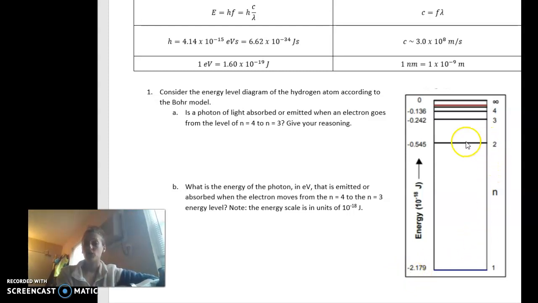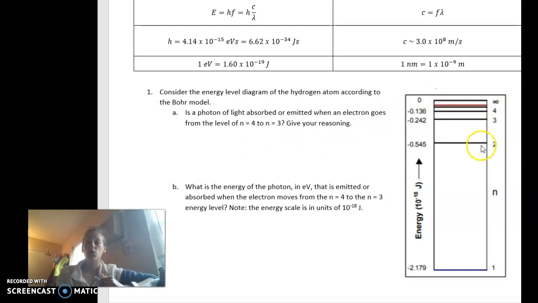Then we've got our n equals 2, negative 0.545 times 10 to the negative 18th joules, and so on and so forth. We're just going to look at the first 4 states that the electron can be in. The first question on this is: is a photon of light absorbed or emitted when an electron goes from the level of n equals 4 to n equals 2?